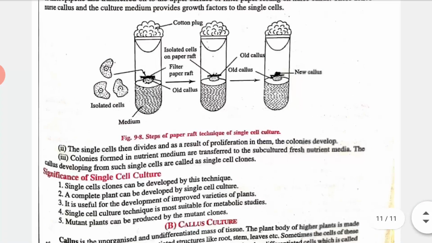Here are some significances of single cell culture. Single cell clones can be developed by this technique. A complete plant can be developed by single cell culture also. It is very useful for the development of improved varieties of the plant, as we can take any variety of the plant. The single cell culture technique is most suitable for metabolic studies. And mutant plants can be produced from mutant clones. So this is the single cell culture technique.